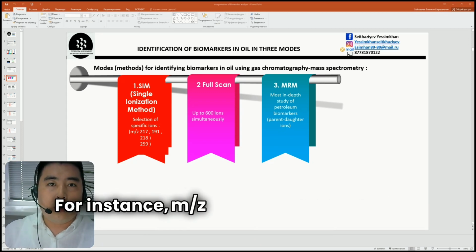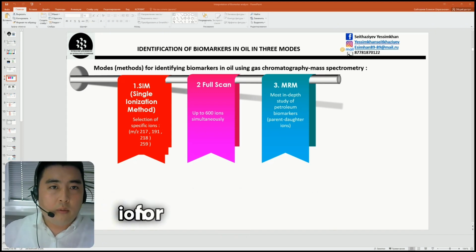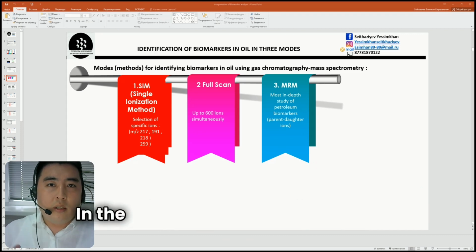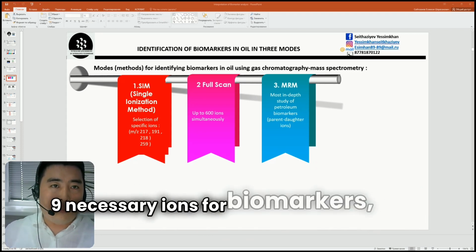For instance, the 217th ion for sterane, the 191st ion for terpane, and so on. In the last slide, I already showed you 9 necessary ions for biomarker analysis.